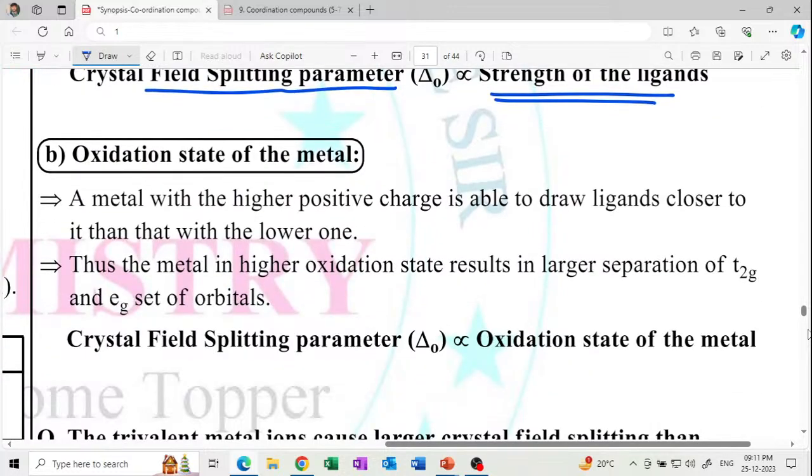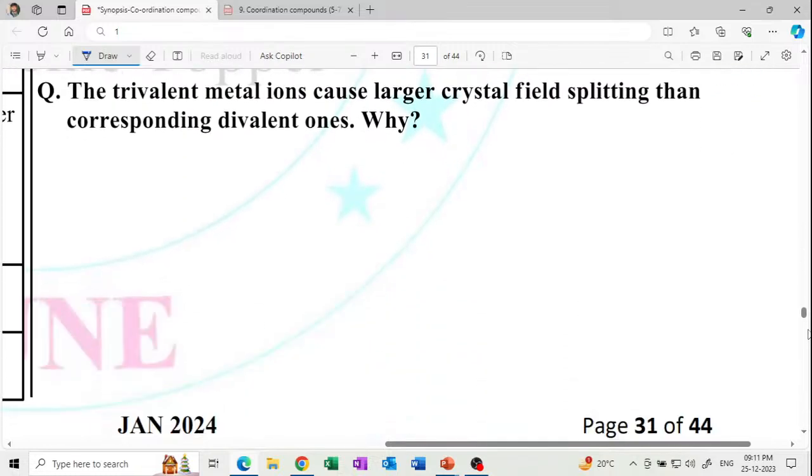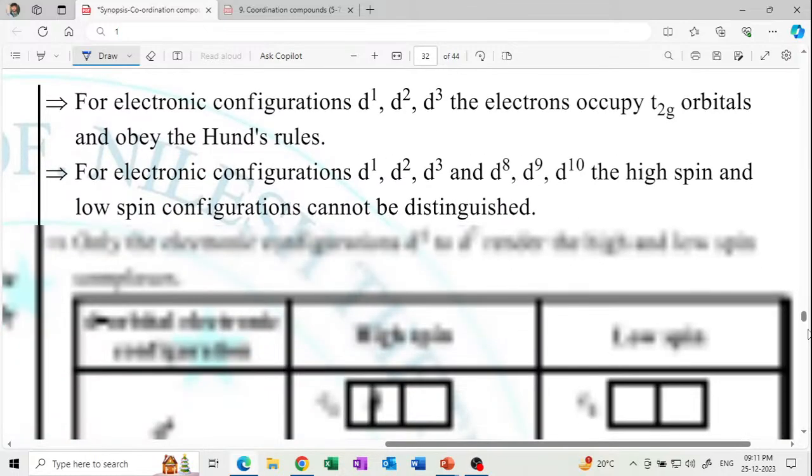Second, the oxidation state of the metal. The oxidation state is directly proportional to the crystal field splitting parameter. A higher oxidation state gives a larger separation. A trivalent metal ion, that is 3+, causes larger crystal field splitting than the corresponding divalent, that is 2+. So if the oxidation state increases, the crystal field splitting parameter increases. Get it? This is directly proportional.